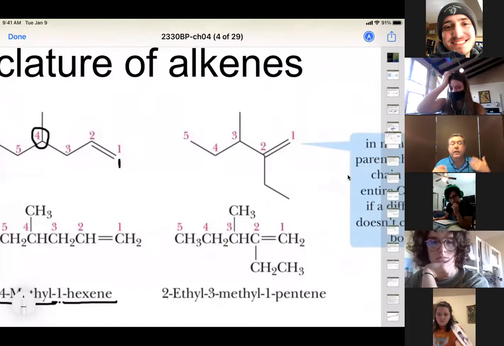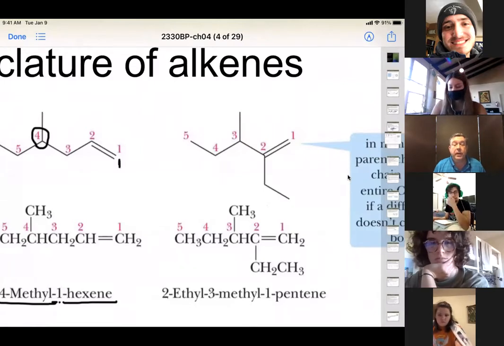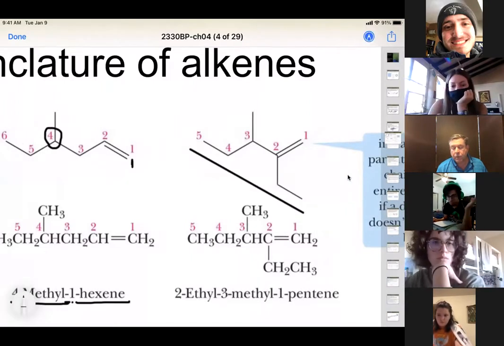Okay, so now let's look at this one. This is the rule where you have to put both of the carbons of the double bond in the longest chain, because we actually have a longer chain if we follow these right here, but only one carbon of the double bond would be in that.